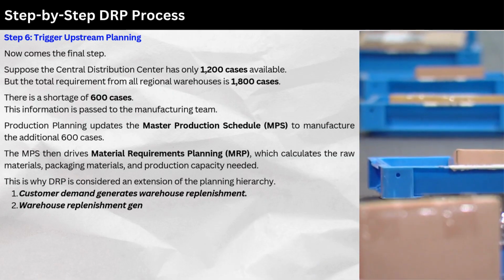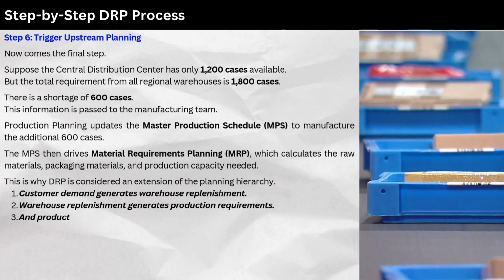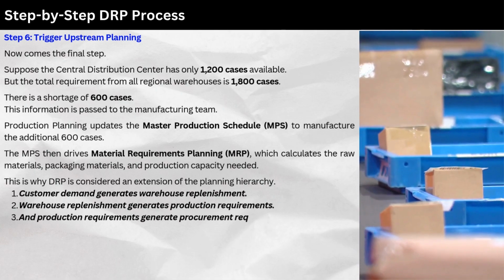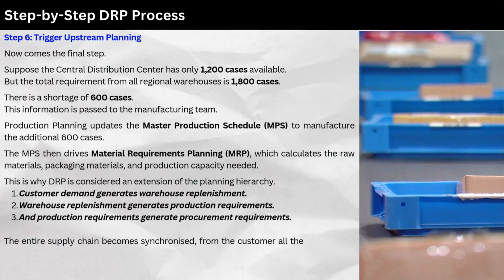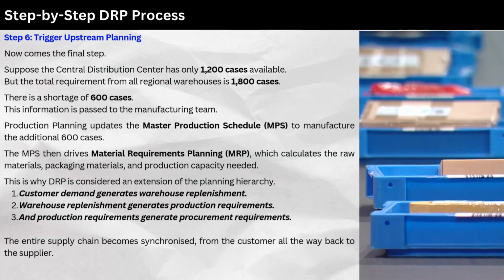Customer demand generates warehouse replenishment. Warehouse replenishment generates production requirements. And production requirements generate procurement requirements. The entire supply chain becomes synchronized, from the customer all the way back to the supplier.